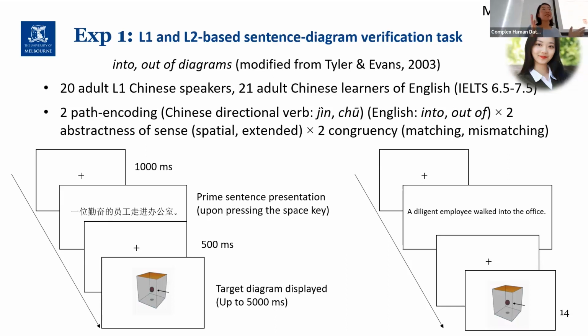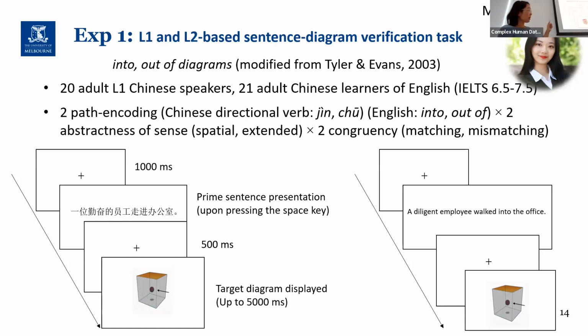We also included two types of senses, because previous research shows that these mental simulation effects may differ as a function of the abstractness of meaning. So we included both the spatial sense and the extended, abstract sense. For example, in a room, in a box, or in a glass are spatial senses. But in love, in depression, in anxiety, these mental states are considered the abstract sense. In cognitive linguists' definition, these are called extended senses, because these metaphorical meanings are considered to be derived or extended from the spatial meaning as a function of conceptual metaphor. So we include two types of senses and want to see whether there is a difference regarding the abstractness of sense, and then congruency, that is, whether the sentence meaning matches the diagram or not.